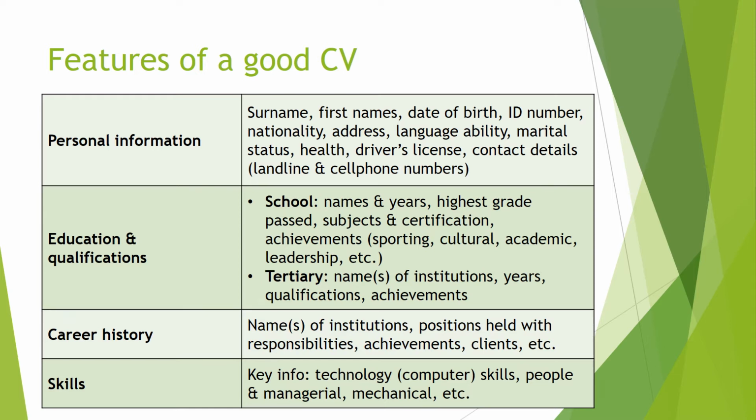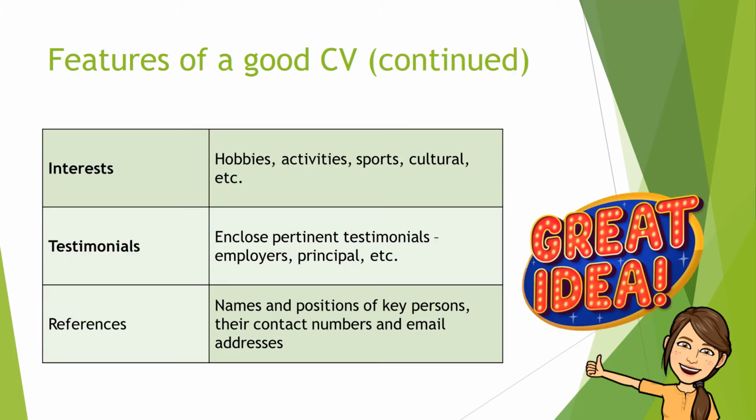Then under career history, you'll have the name of the institutions where you worked or the businesses, the positions you held with the responsibilities listed as well, your achievements, certain clients, etc. Anything that is pertinent or important information. Under skills, you will put key information only, such as technology or computer skills, people and managerial skills, or mechanical skills. For interests, which are your hobbies, activities, sports, cultural, etc., anything that you are interested in and enjoy doing.